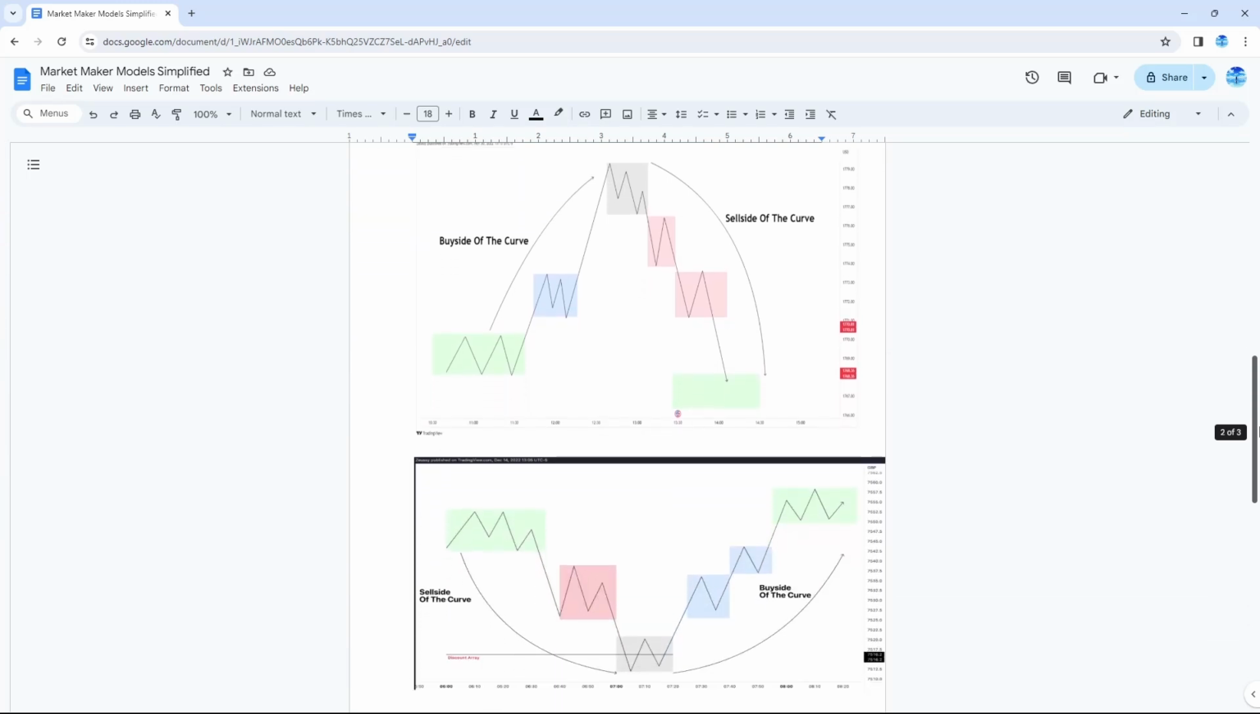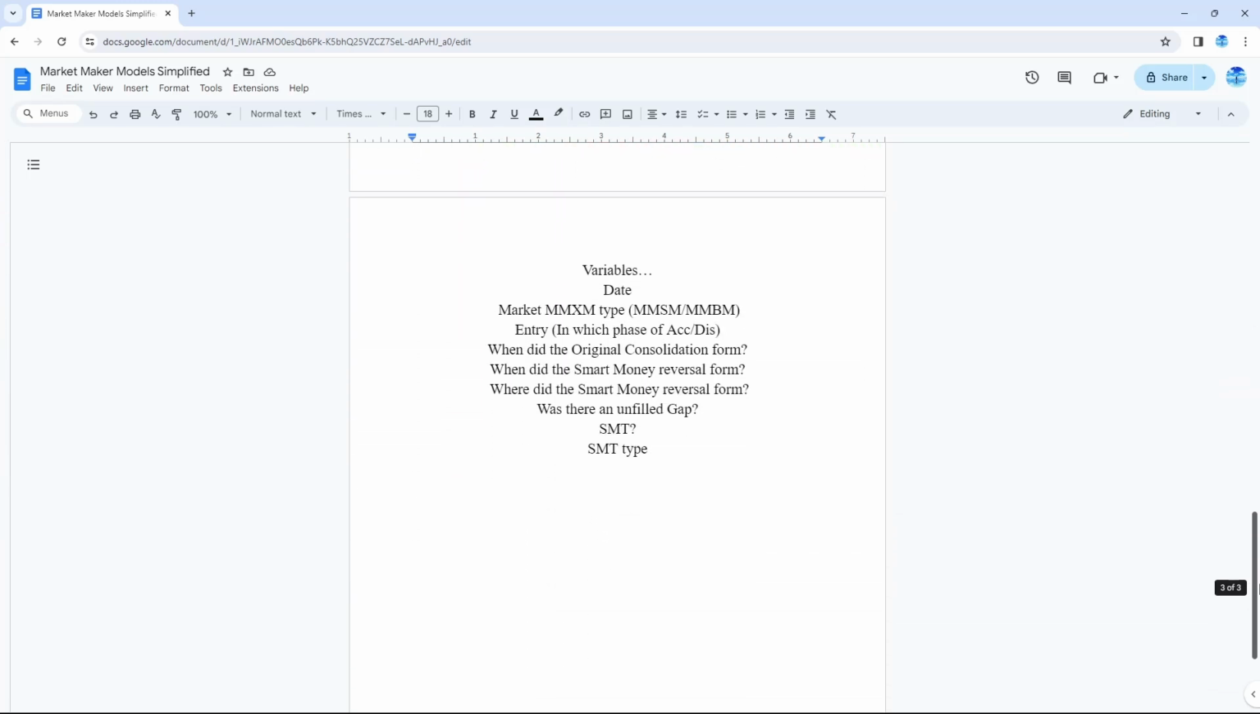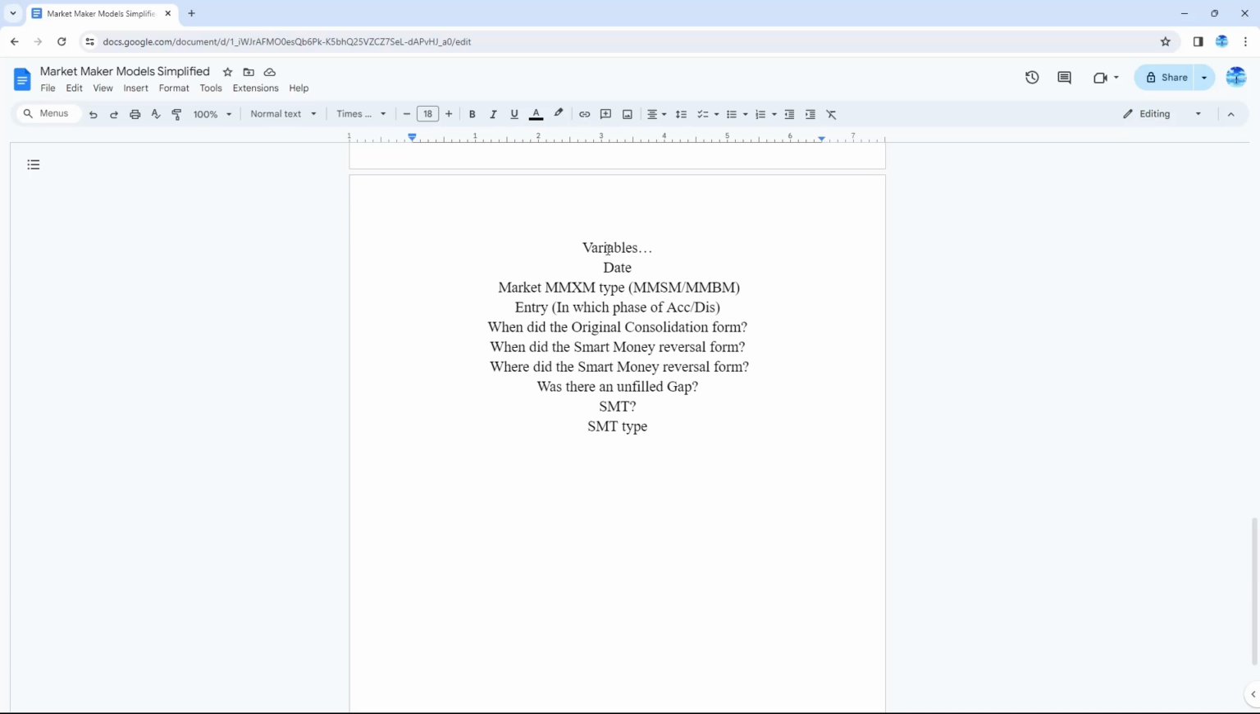We saw the buy side and the sell side of our curve, as well as our variables that we want to keep noted. We saw date and time, the market maker model type, when was our entry, when did the original consolidation form, and where was the original consolidation formed at, as well as when and where did the smart money reversal form, right? We saw Thursdays and Wednesdays being high and lows of the weeks very often. Okay, we saw, was there an unfilled gap and where did we want to retrace to, then continue to, right? As well as what SMT and if there was an SMT.